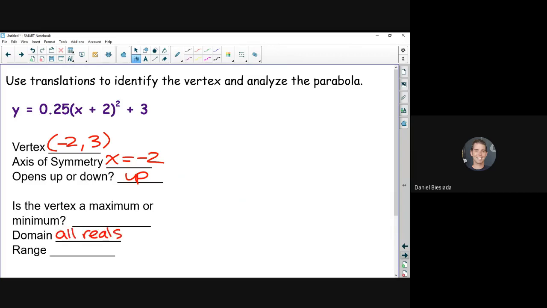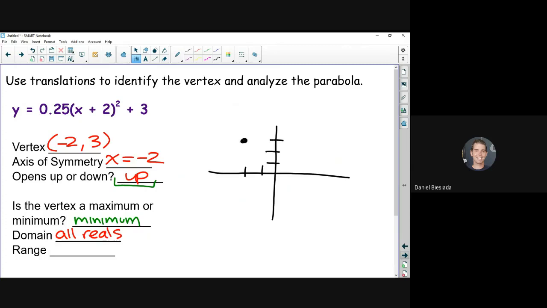So that's all reals. We also know if this parabola is opening up, then the vertex must be a minimum. Remember, opening up is a U shape. Now, the only tricky thing here would be the range, but this is how we're going to figure that out without really making an in-depth graph. I'm going to draw a quick sketch. This was step 4 in my list from earlier.